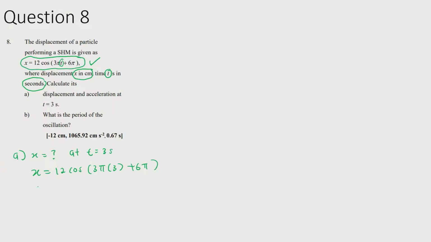This will give you the answer of negative 12 cm, or x equals to negative 0.12 meter. But you have to make sure your calculator mode is in radian.